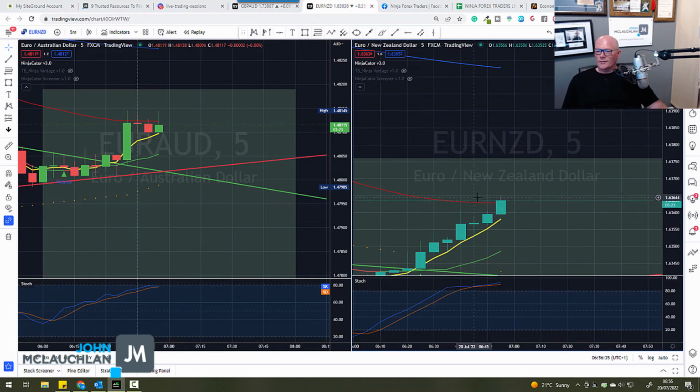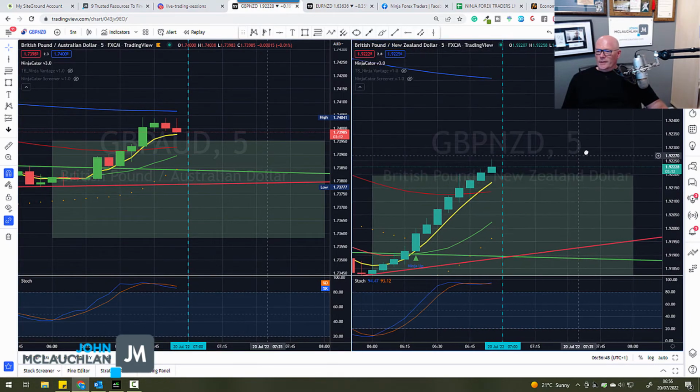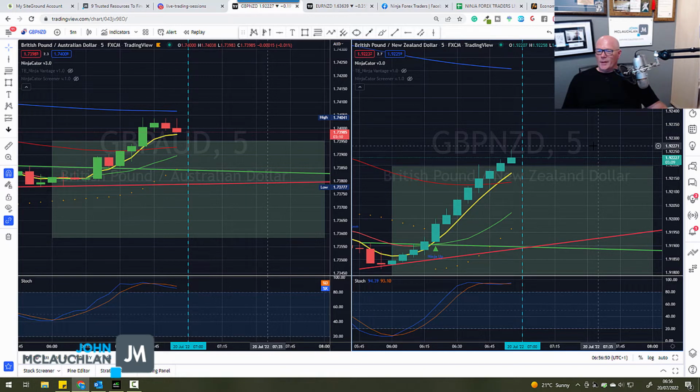But as you can see, price will start respecting this area here. When it forms a new candle, then we'll make a decision as to whether we get back in this or not. So we're still in this, the British pound, New Zealand dollar. And one of the things I might do is, we've got this high impact news here. We're in profits. I might close it out where it is now.